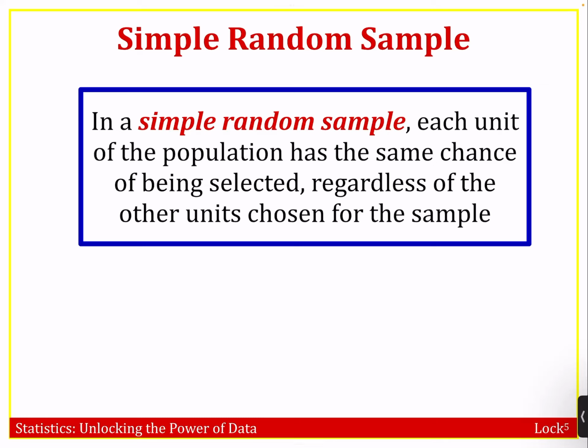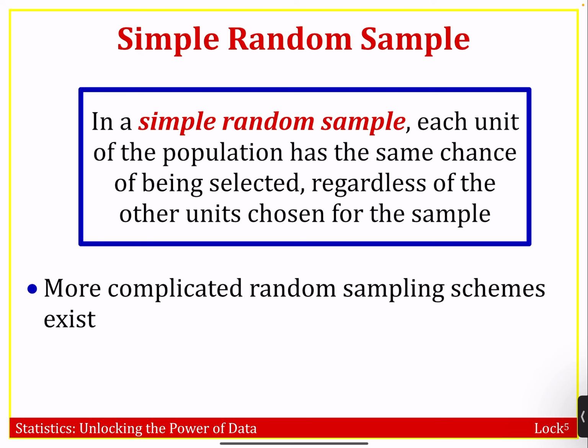Hi, welcome back. Let's continue our conversation about sampling. So remember that in a simple random sample, each unit of the population has the same chance of being selected regardless of who else has already been selected. Now, simple random sampling is the simplest, but it can be expensive and difficult to carry out.